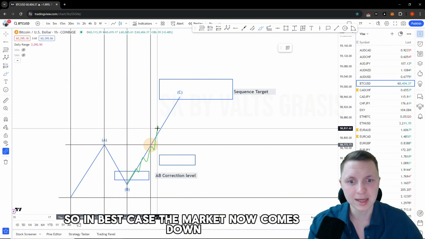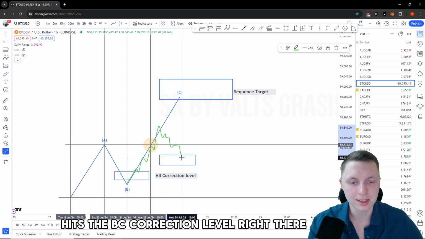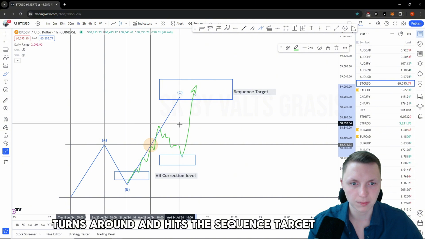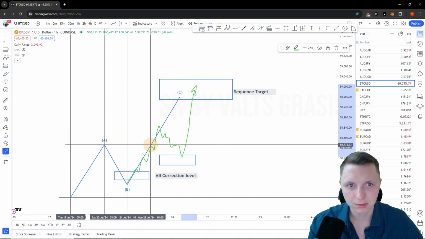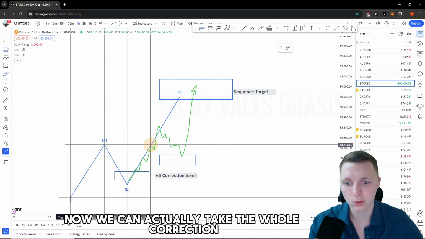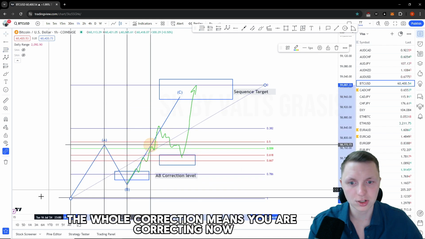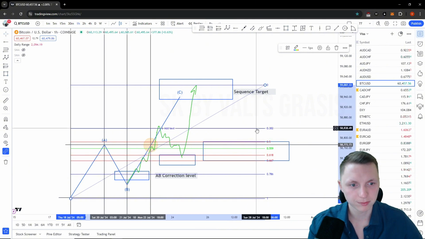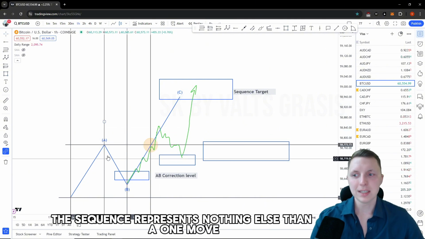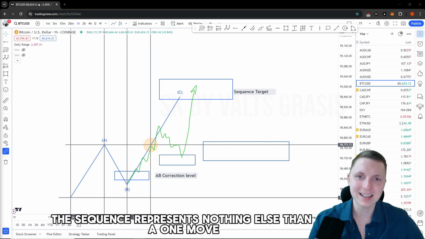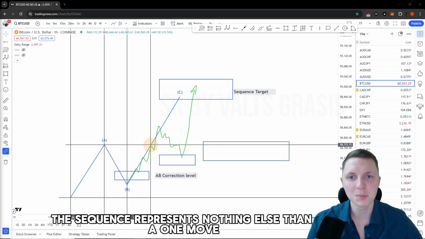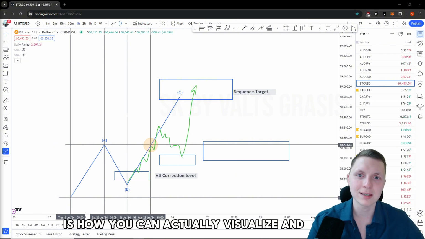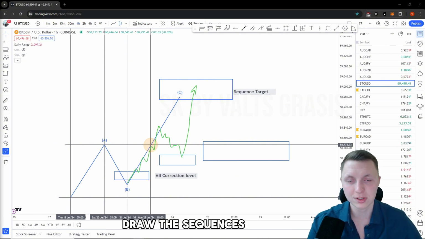In the best case, the market now comes down, hits the BC correction right there, turns around and hits the sequence target. When the sequence target is hit, we can take the whole correction, meaning you are now correcting the whole thing. So simply put, the sequence represents nothing else than one move divided into a three-wave structure. That is how you can visualize and draw the sequences.